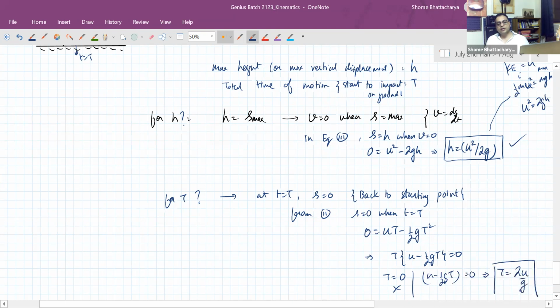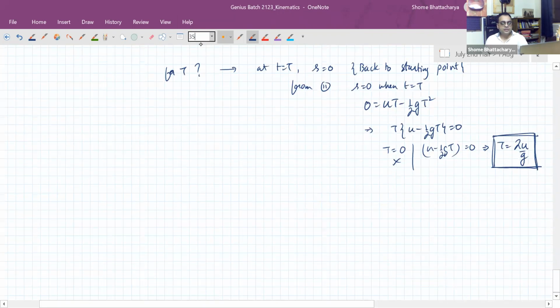So 2u by g. For this also, there's a shortcut way of remembering the formula. I'll tell it to you later, in just a few minutes. Okay. So first note down the derivation of these standard parameters.